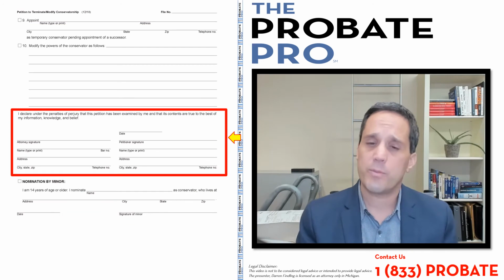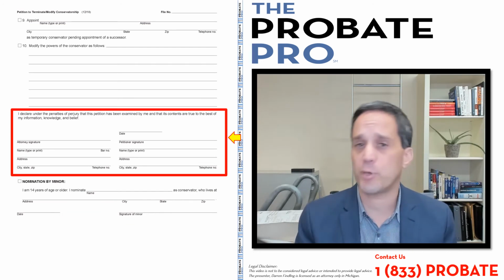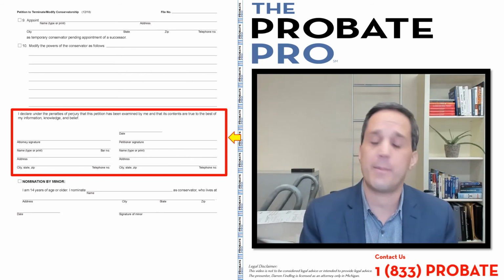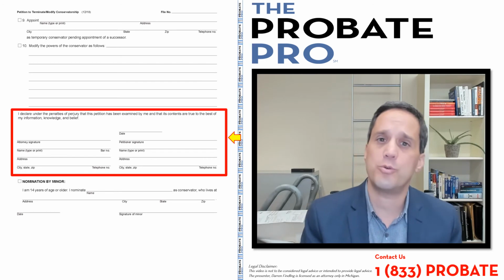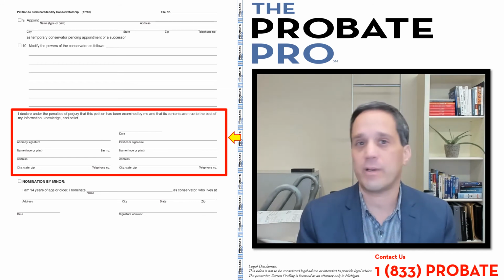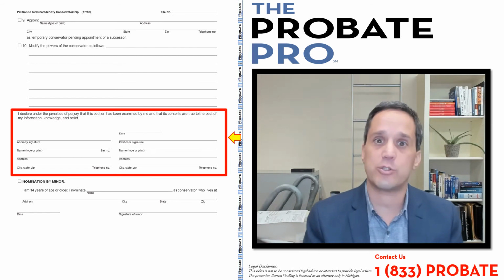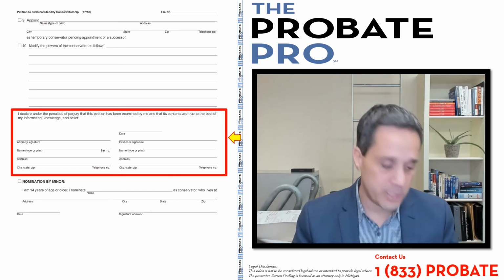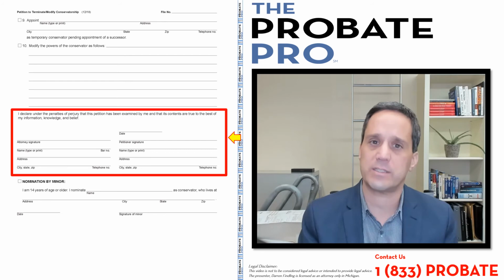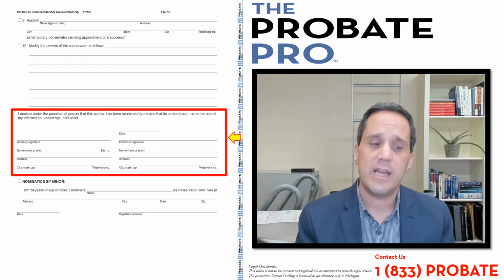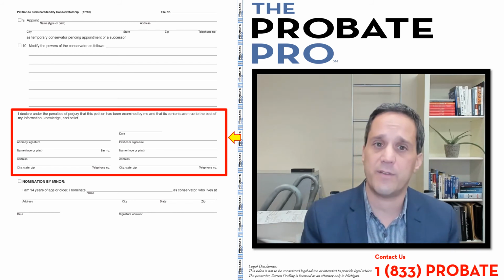The next area, with most of these SCAO forms, there's a penalty of perjury clause on it. When you sign these forms, you're declaring under the penalties of perjury that you've examined the document and that the contents are true to the best of your information, knowledge, and belief. So again, it's very important that you have accurate, clear information on this document. So before you fill it out and submit it to the court for filing, make sure you've checked the accuracy of that information. There's a place for the petitioner to sign. The petitioner is the one that's bringing forth this request of the court, with their address, phone number, and basic contact information. And then if there's an attorney, the attorney's signature and their respective information.